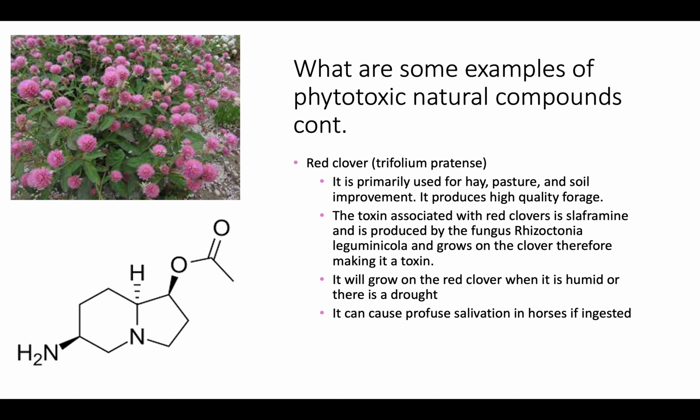Another really cool example is the red clover. It is primarily used for hay, pasture, and soil improvement. So it's normally used as high-quality forage on farms for the farm animals. The toxin associated with red clovers, though, is slaframine, and is produced by the fungus Rhizoctonia leguminicola and grows on the clover. Therefore, that's what makes red clovers toxic. Red clovers on their own aren't, but as soon as this fungus grows on it, then it becomes deadly.